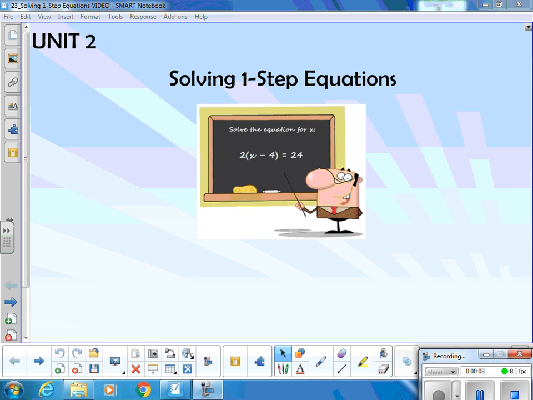Today we're going to be solving one-step equations. So today in class we did modeling equations, and now we're going to be stepping up to solving an equation for the variable, but it's only going to involve one step or one operation.